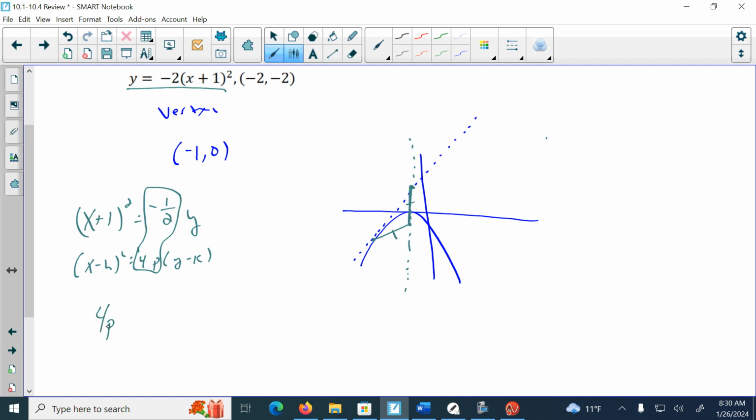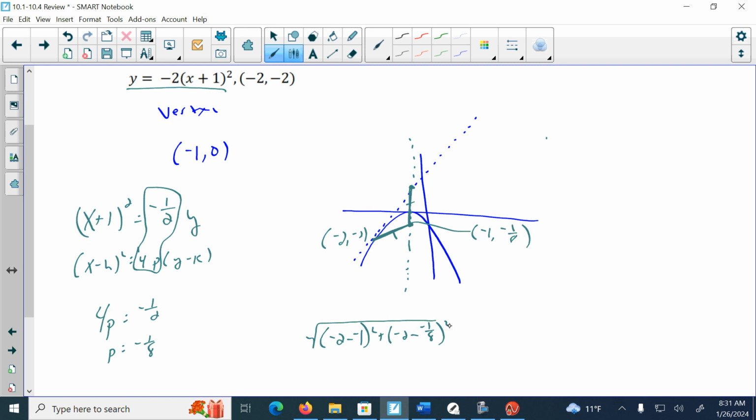I'm going to say 4p is equal to -1/2, which means p is equal to -1/8. That is the distance between my vertex and my focus, which means my focus is going to have an x coordinate that has to stay -1, and now my focus is going to be 1/8 of a unit away, so -1/8. Then this point here was -2, -2. So now I'm going to find out how long this line is by doing the distance formula. So I'm going to take -2 minus the -1 squared plus -2 minus the -1/8 squared.